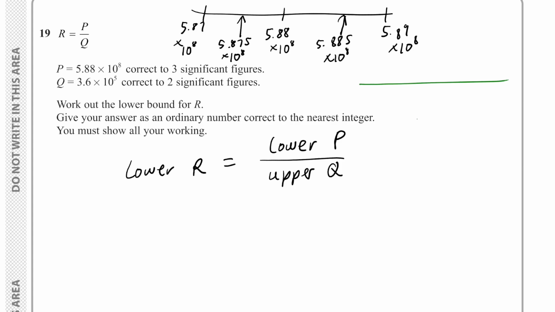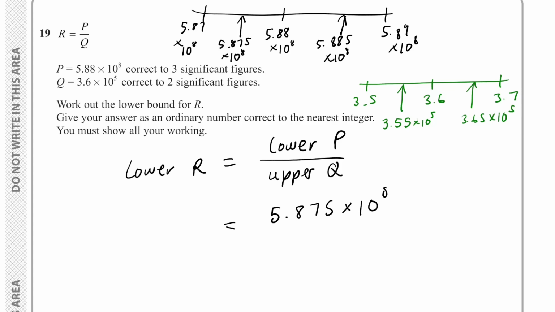For Q, we've got 3.6. The one down's 3.5. The one up is 3.7. So the middle's 3.55 times 10 to the power of 5, and 3.65 times 10 to the power of 5. So the lower bound for P is 5.875 times 10 to the power of 8. The upper bound for Q, 3.65 times 10 to the power of 5.